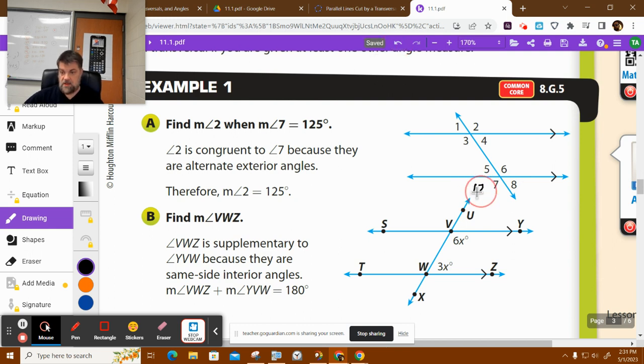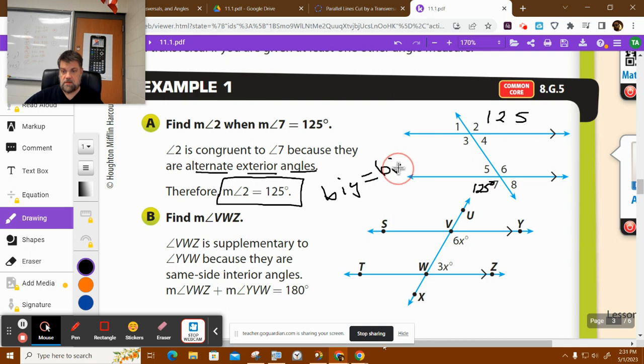So this is 125 degrees, okay? So now, is 2 a big angle? Yes. So this is 125 degrees. Because they're alternate exterior angles, you could say big equals big, because they're both big angles, they're both obtuse. 2 is going to be congruent to 7.